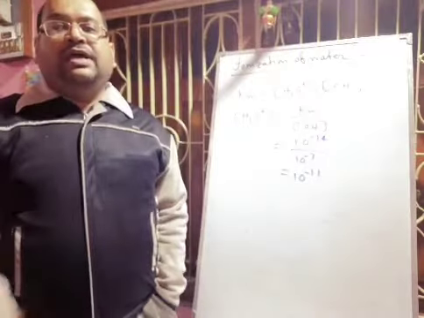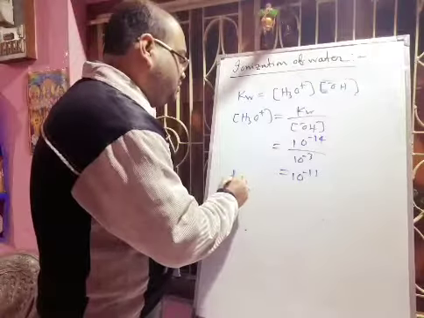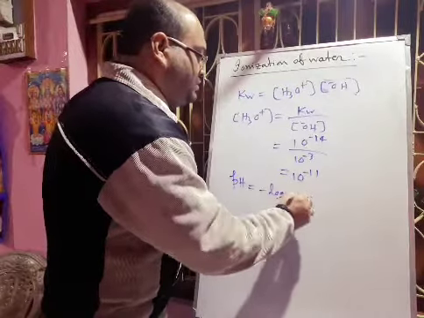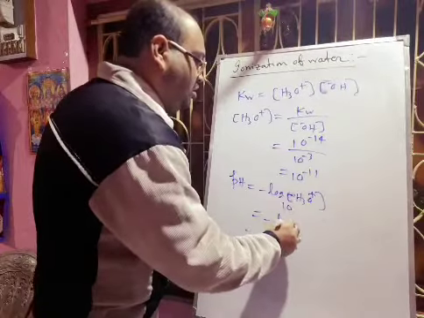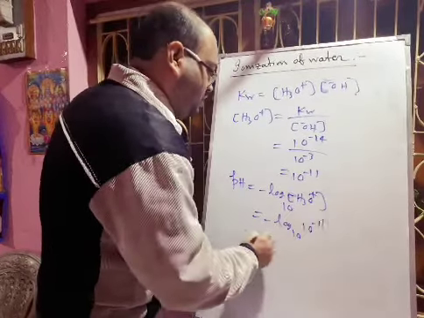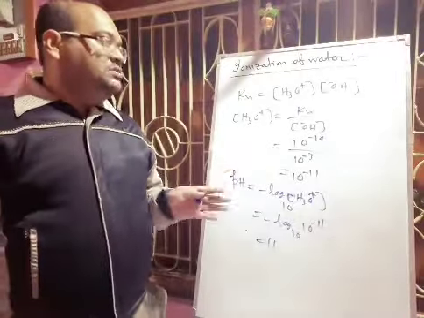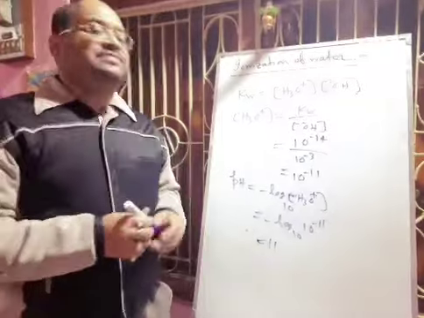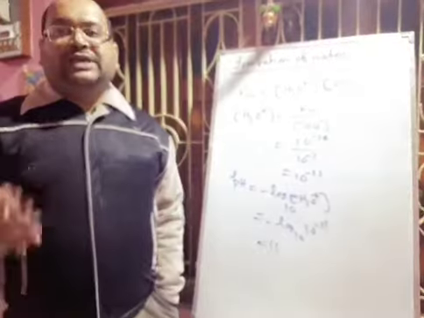Here, in moles per liter, if you calculate the pH, the pH will be minus log base 10 of the concentration of H3O plus, which is equal to minus log base 10 of 10 to the power minus 11. So it is coming 11. What we are observing here is that if the solution is acidic, its pH value is less than 7. If the solution is basic, its value is greater than 7. If the concentration of H plus is equal to 10 to the power minus 7, then the pH we are getting is 7, so the solution is neutral.